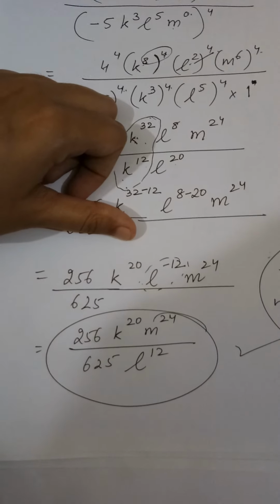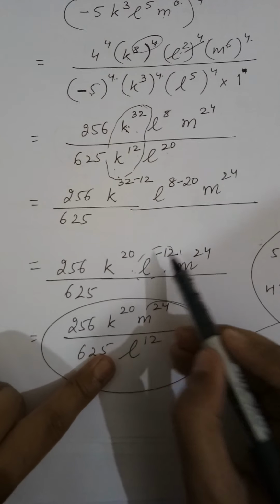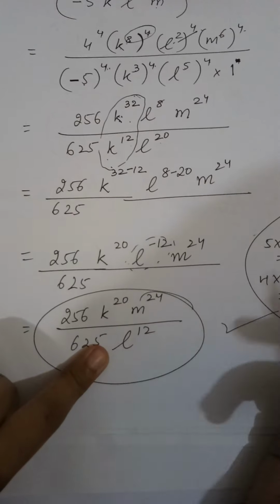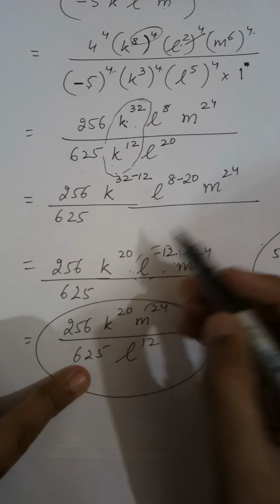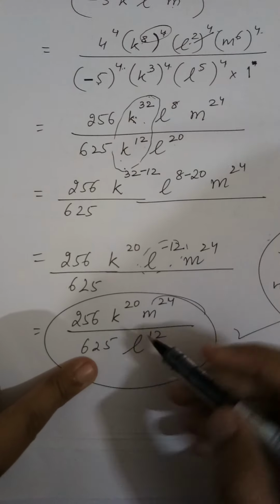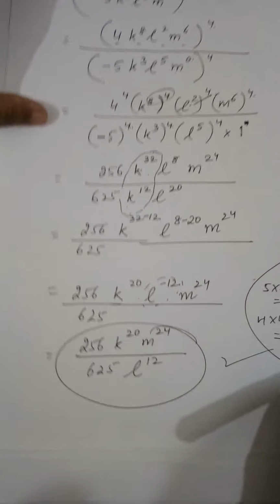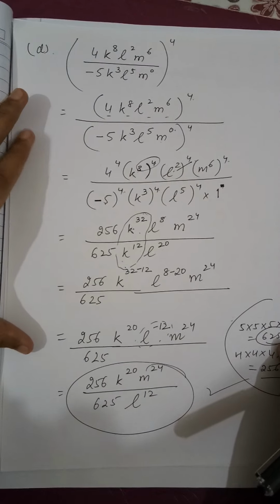This is your answer. What I have done here is, the power of L was minus 12, but I wanted all the powers to be positive. To make it positive, I am going to bring it down. So minus will become plus when it comes down, and it will become L to the power 12. So this is your D part. Try to see this question again if you are not able to understand it.